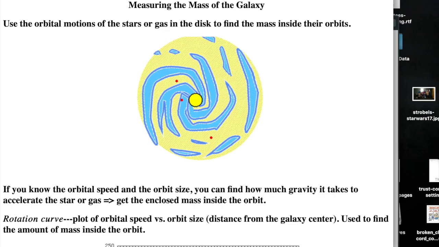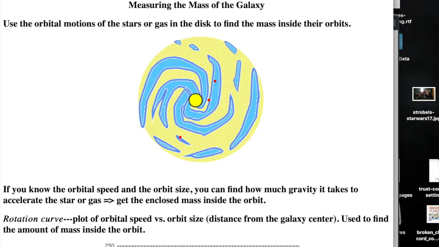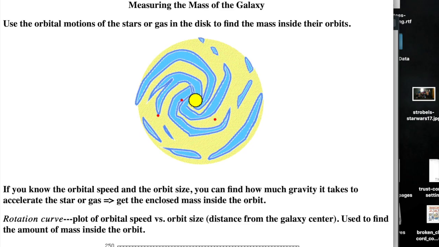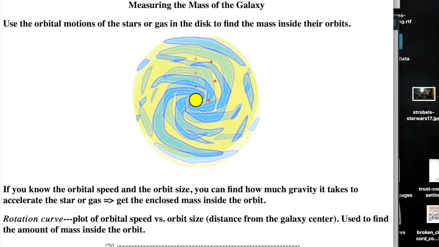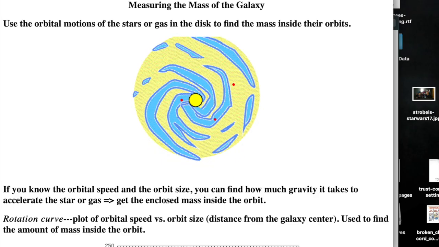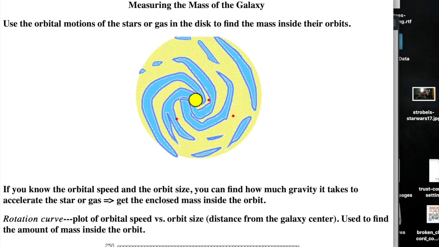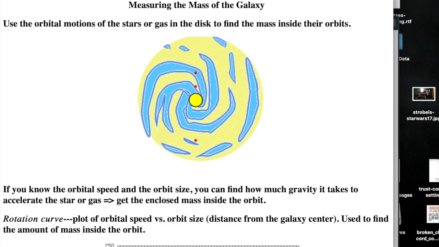If you know the orbital speed and the orbit size, you can find how much gravity force it takes to accelerate the star or gas cloud. That gives us the enclosed mass inside the orbit. When you do this for different orbit sizes, you find how the mass is distributed in the galaxy.